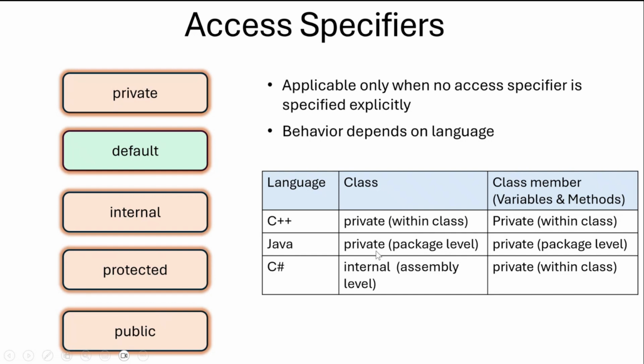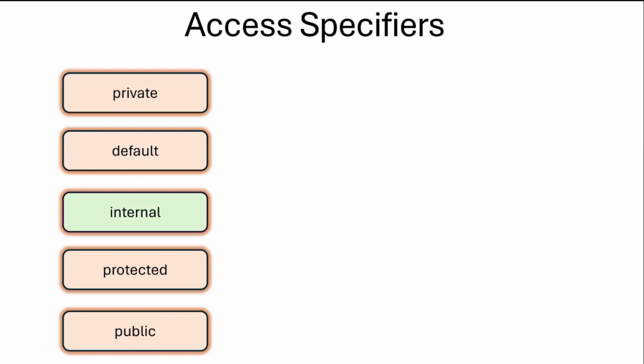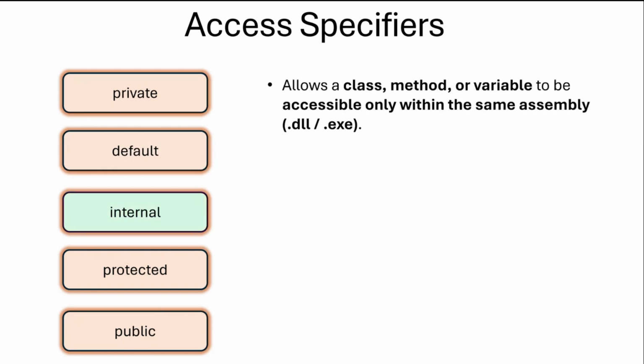In Java, the class will be private by default, but the access will be at a package level. So other classes can also access that private class, similar to the class member, right? So we can see different languages have different behavior for the default access level. Then next is the internal access level, which allows the class, method or variable to be accessible only within the same assembly, which is a .dll or executable file.